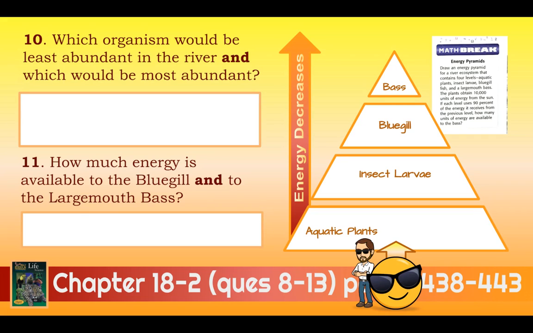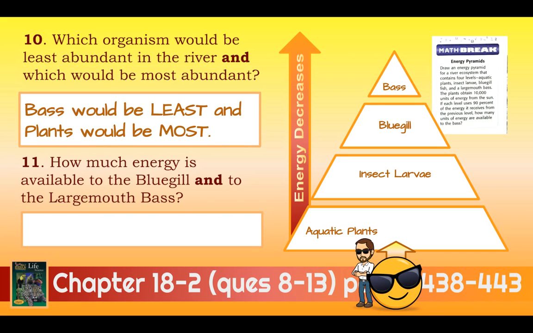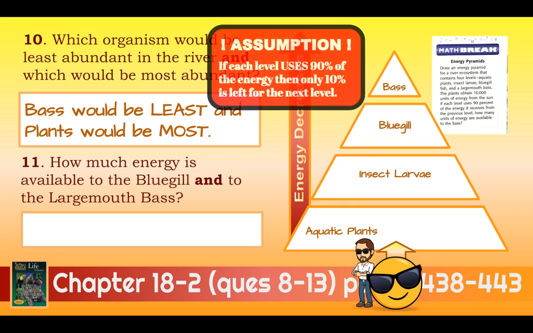Before we do the math, we already know who's most and least abundant. So the smallest piece is least abundant. That would be the bass, and the most abundant would be plants. And that makes sense. Your top carnivores, there's just fewer of them because there's less food available. Whereas your plants, they have a ton of energy. And so in this case, the plants are going to start out with 10,000 units of energy.